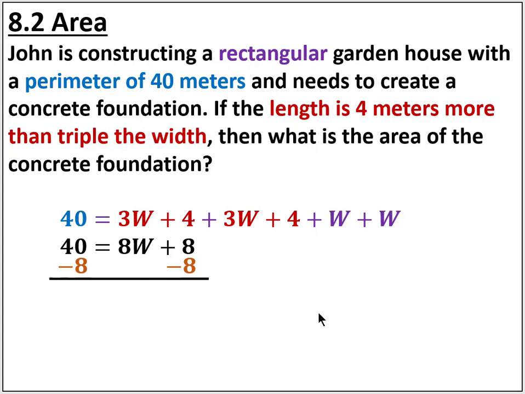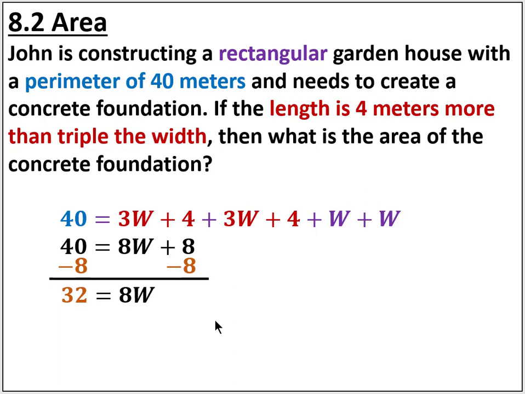So when I subtract 8 from both sides, on the left side of the equal sign I'm going to have 32. Remember, 40 minus 8 is 32. And then the 8's on the right side cancel out, so I'm going to be left with a w on the right side of the equal sign.